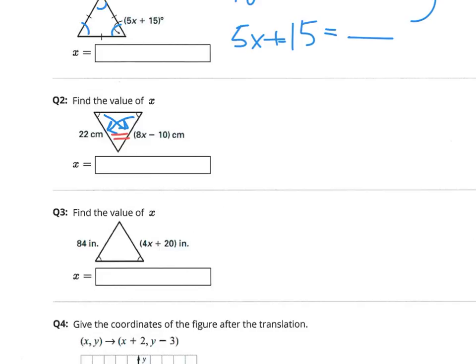It's also the exact same thing we need to do for number 3. Again, these base angles are equal, which means the sides opposite are also equal. So take these two and set them equal to one another and solve for x.